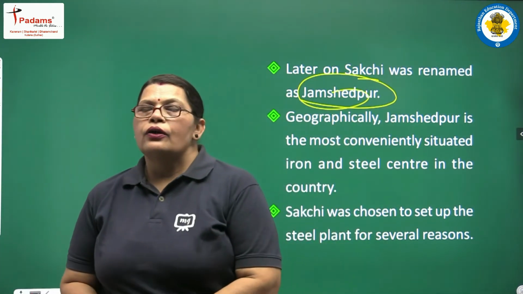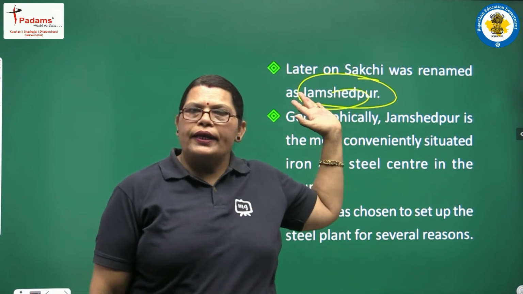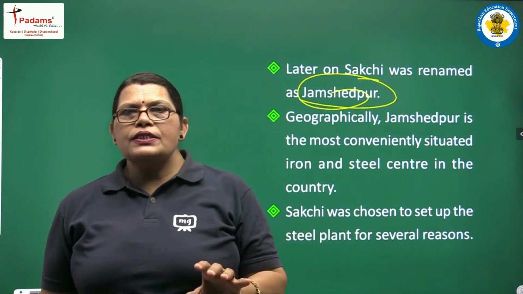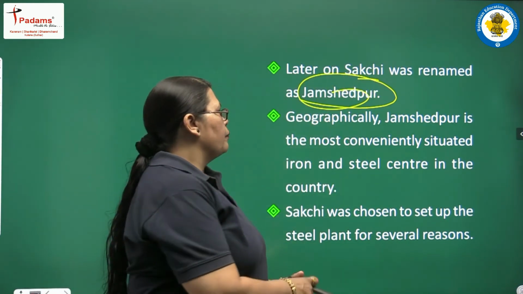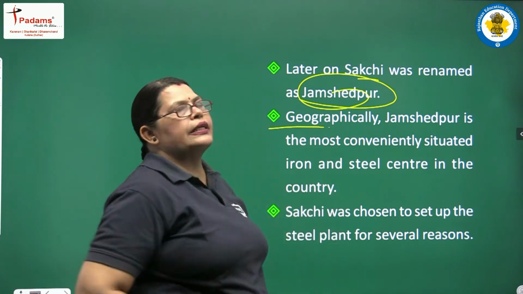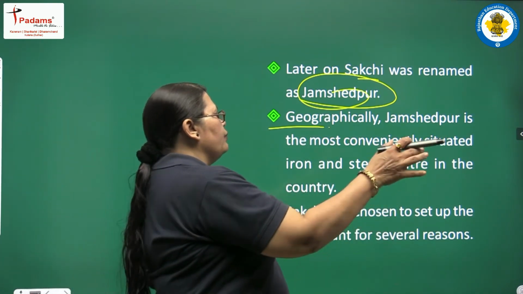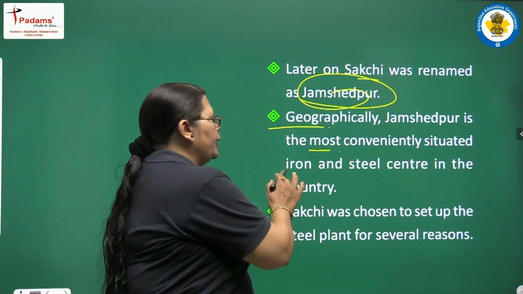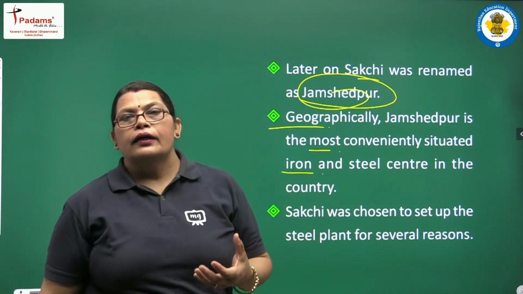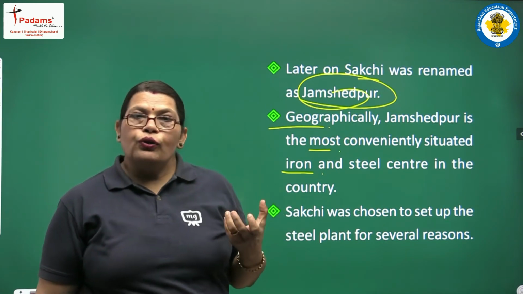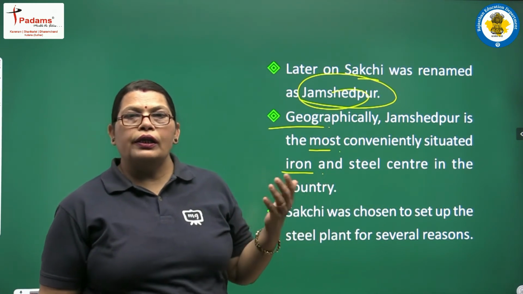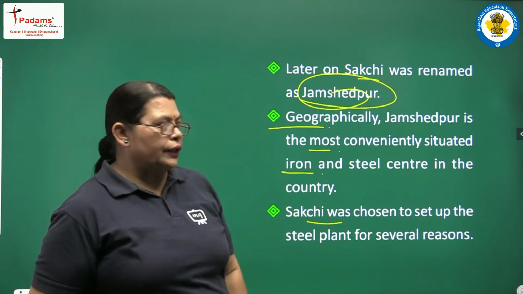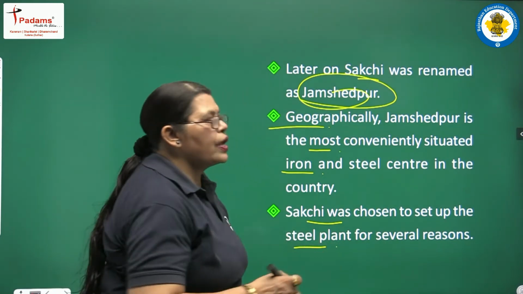So, what is the first name of Jamshedpur, students? The concept is totally clear to all of you that the first name of Jamshedpur is Sakchi. Geographically, we find that Jamshedpur is the most conveniently situated iron and steel center in the country, because it has river portions, labor, and raw materials.